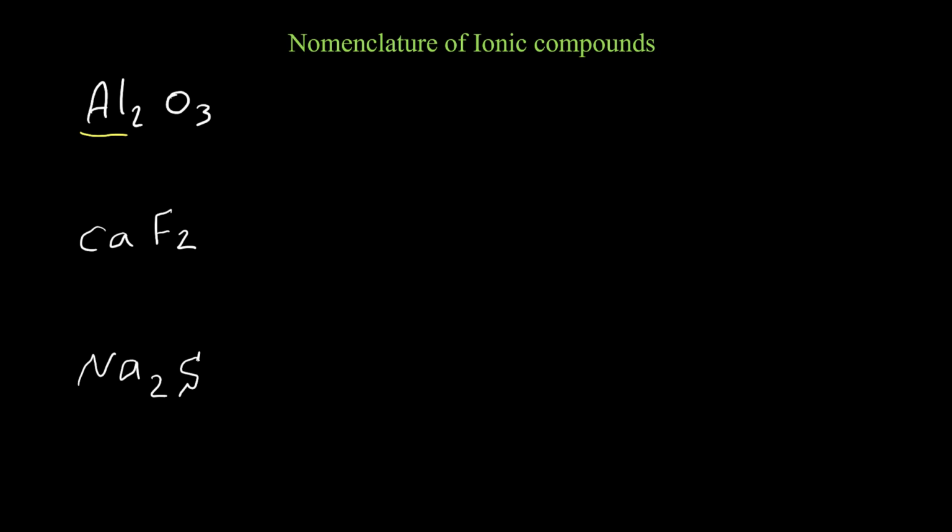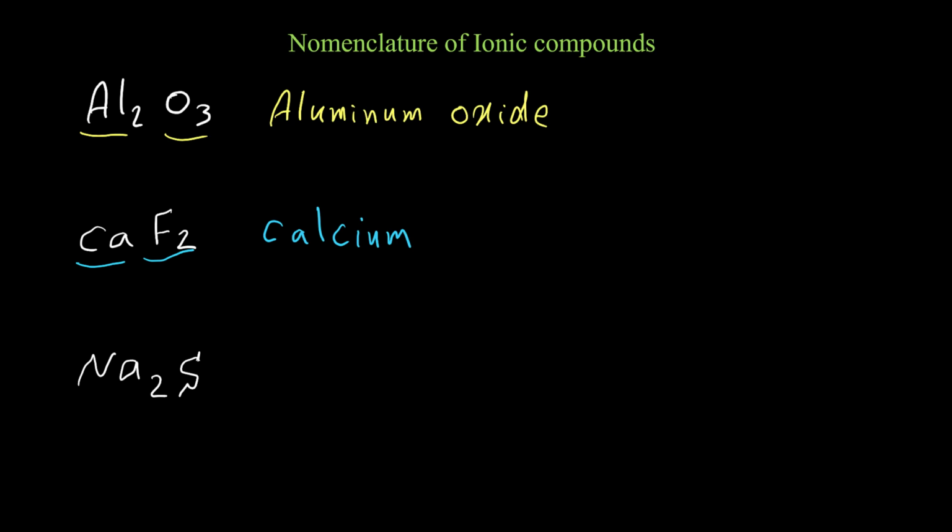So the name for these elements for the cation is aluminum and the name for the anion is oxide. Second one, cation is calcium and the name for the anion fluorine converts to fluoride. And last one is sodium and instead of sulfur we have sulfide. You can find a table for the names of all cations and anions in textbooks and on the internet.